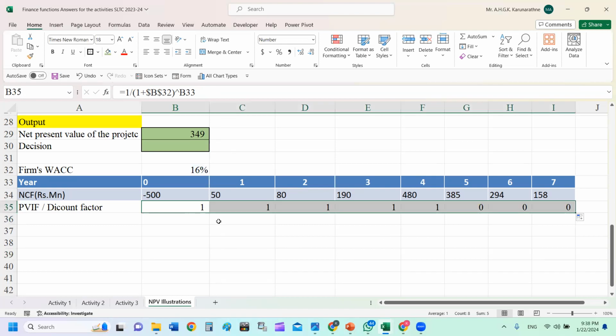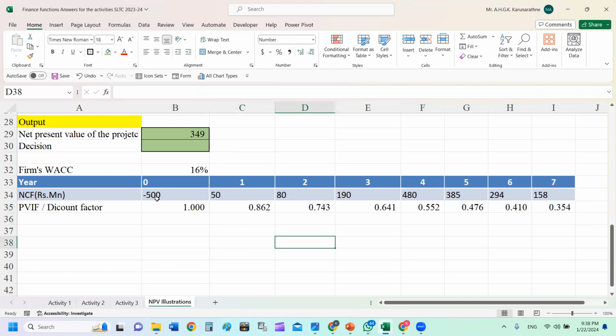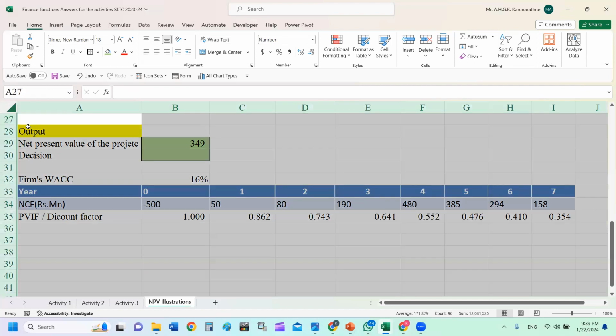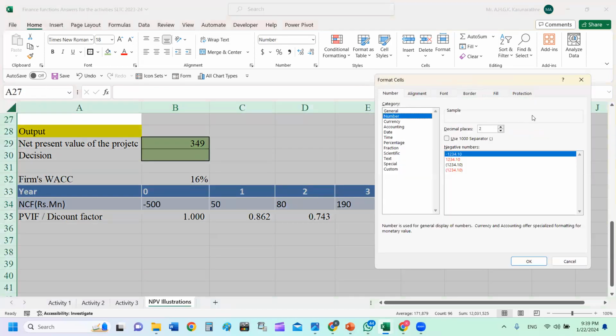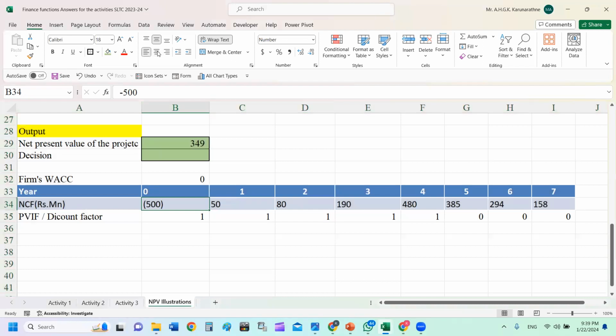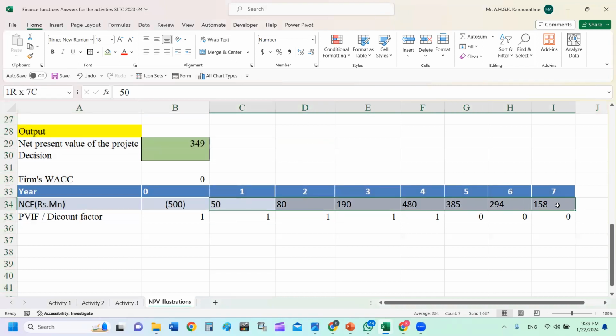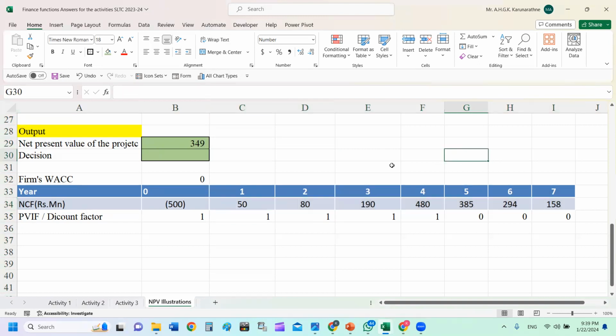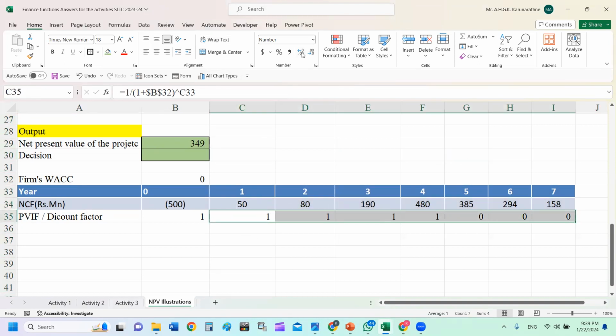The present value interest factor should always be less than 1, except for year 0. All other years are less than 1, so increase the decimals; three decimals is enough. These are future cash flows. Why don't they appear within brackets? Because we have formatted them. Control 1, Numbers, remove the decimals, and now it's within brackets, which is very visible. We'll center the cells and increase the decimal places.